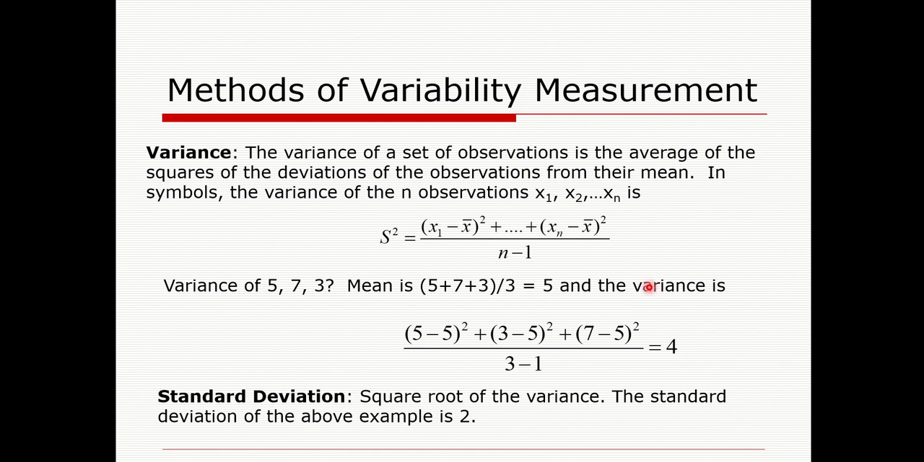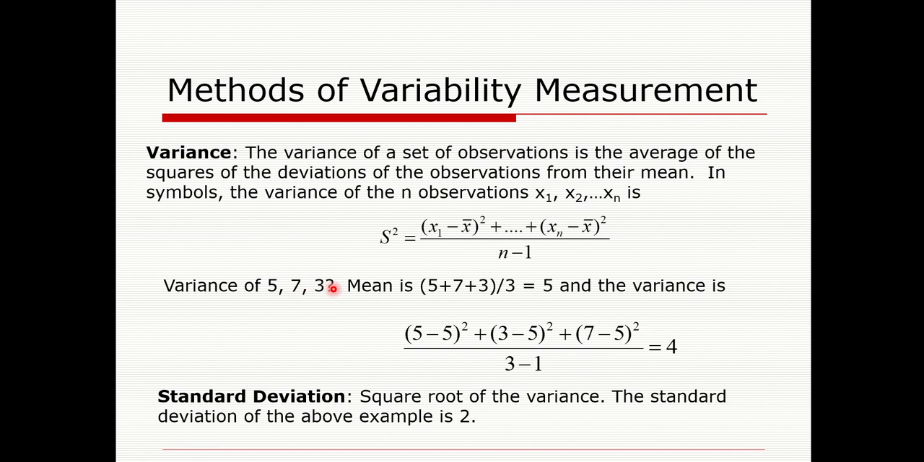Yes, now here, what is variance? Let us see this variance here. The variance of a set of observations is the average of the squares of the deviations of the observations from the mean. What does it mean? If you take a number from the sample, subtract its mean, take its square, and do this for all numbers, divide by n minus 1, you find the variance. It's a little bit different calculation.